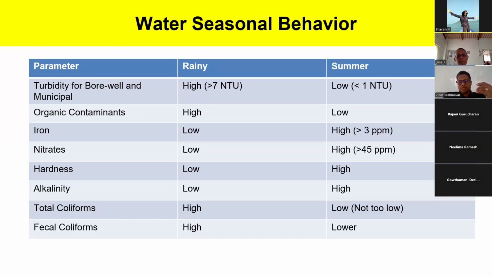The predominant reason, we assume, is surface water or sewage contamination getting into the main water streams, and people extracting water from these sources. These are the main reasons we assume.